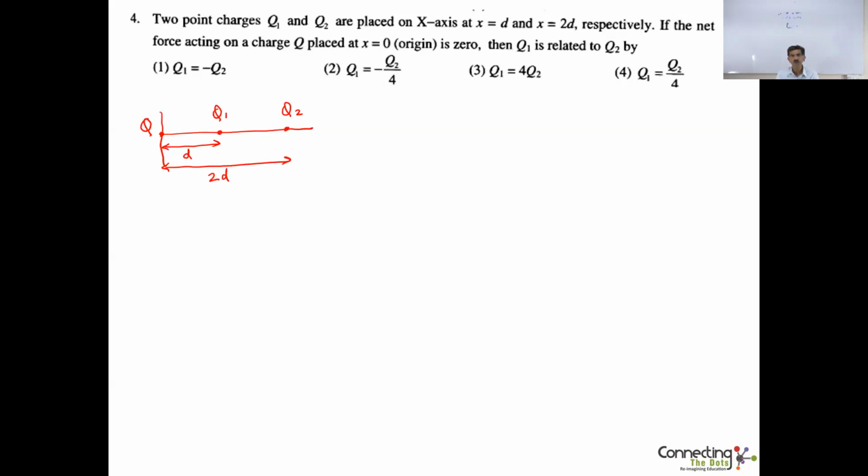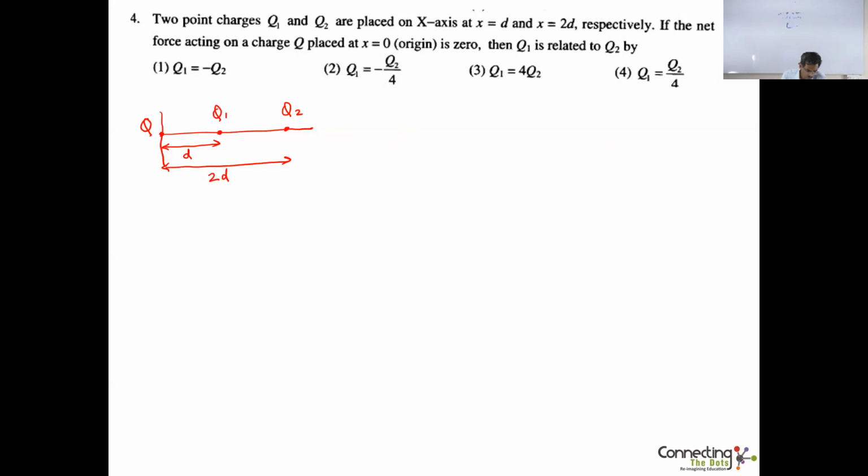And here at the origin, we place a third charge Q. And the question says that Q1 is exerting a force on Q, Q2 is also exerting a force on Q, but the net force on Q is 0. So Q1 is exerting a force, Q2 is exerting a force, but those two forces are equal and opposite, so that the net force is 0. And that's what we have to calculate. The relationship between Q1 and Q2.